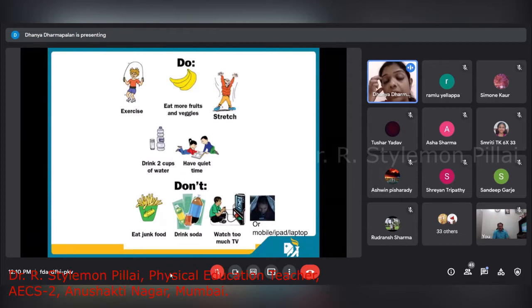What are the do's? In general, you must exercise, you must eat a lot of fruits and vegetables, stretch a bit, drink a lot of water, read. So these are all very good habits to keep you healthy. But you should not eat a lot of junk food. You can eat junk food for a while, maybe occasionally junk food is still fine. Occasionally drinking soda is okay, but you should not indulge in all this too much.